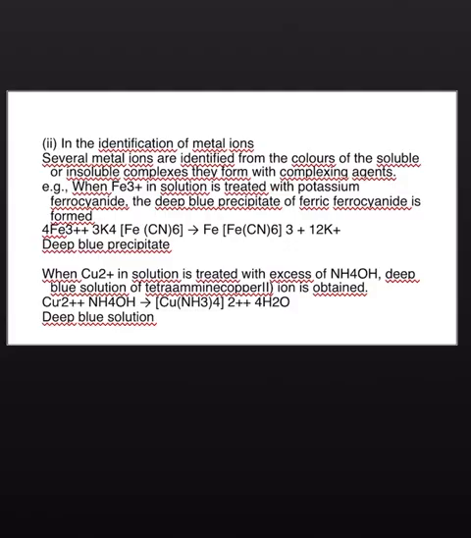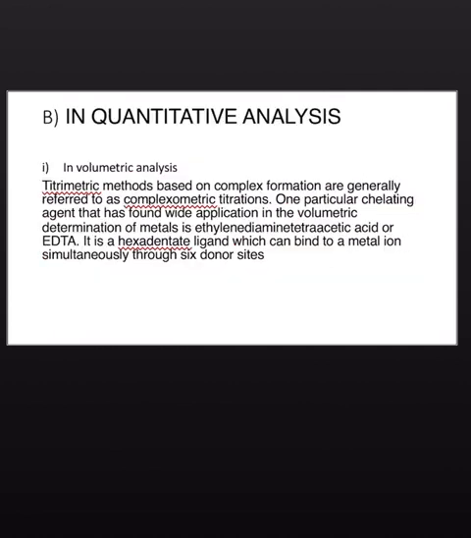Second, in the identification of metal ions, several metal ions are identified from the colors of the soluble or insoluble complexes they form with complexing agents. Example, when Fe3+ in solution is treated with potassium ferrocyanide, the deep blue precipitate of ferric ferrocyanide is formed. When Cu2+ in solution is treated with excess NH4OH, a deep blue solution of the tetraammine copper(II) ion is obtained.